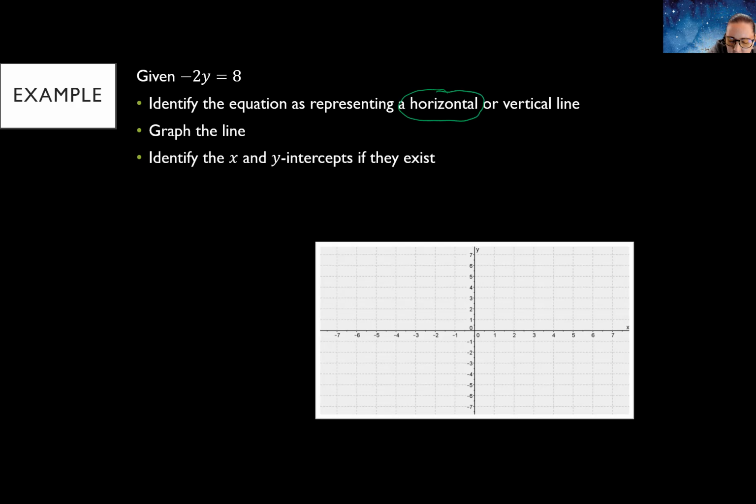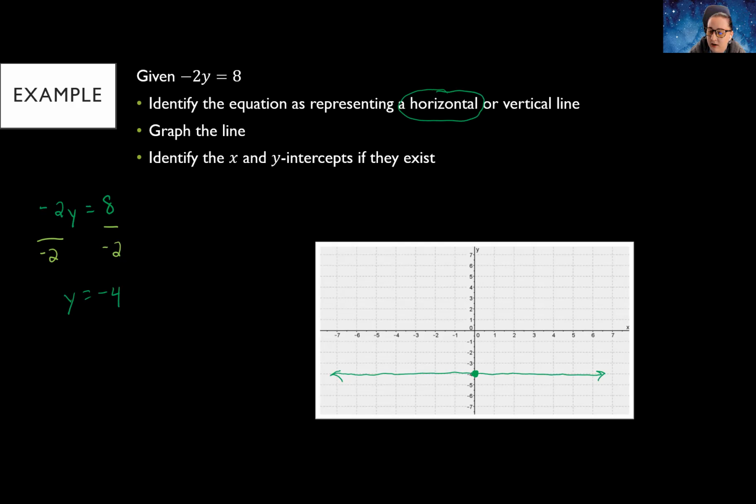In order to graph the line, we want to solve the equation for y. So I need to divide both sides by -2, and that gives me y is equal to -4. I'm going to put that on my graph, and now I know it's going to be horizontal. So I'm going to do my best to draw a horizontal line through y equals -4.